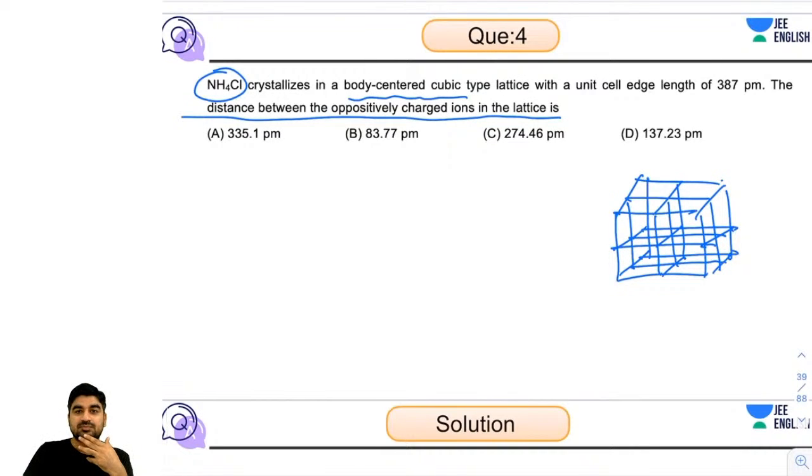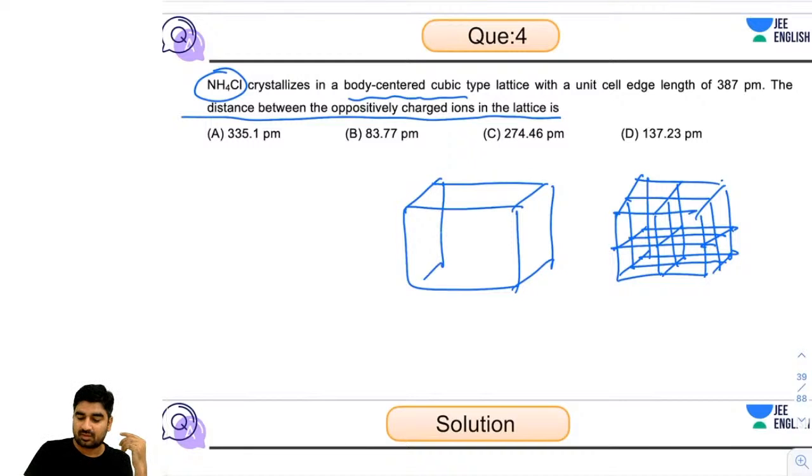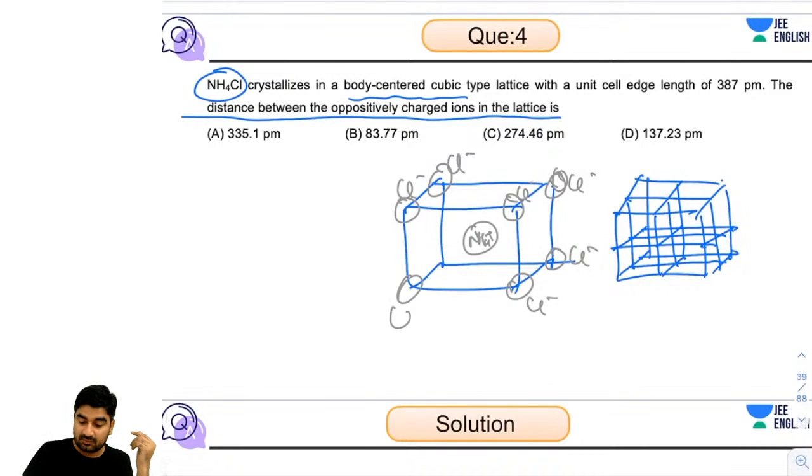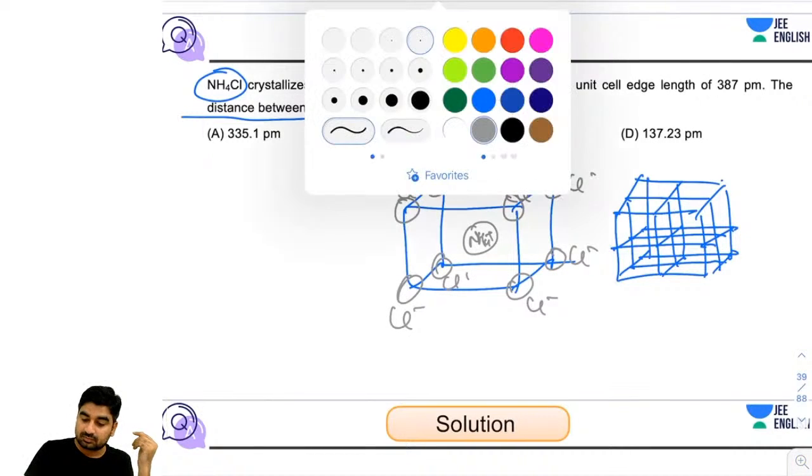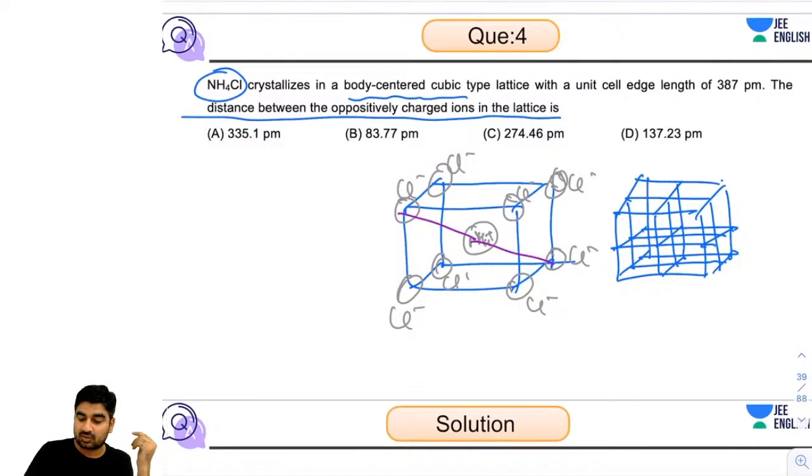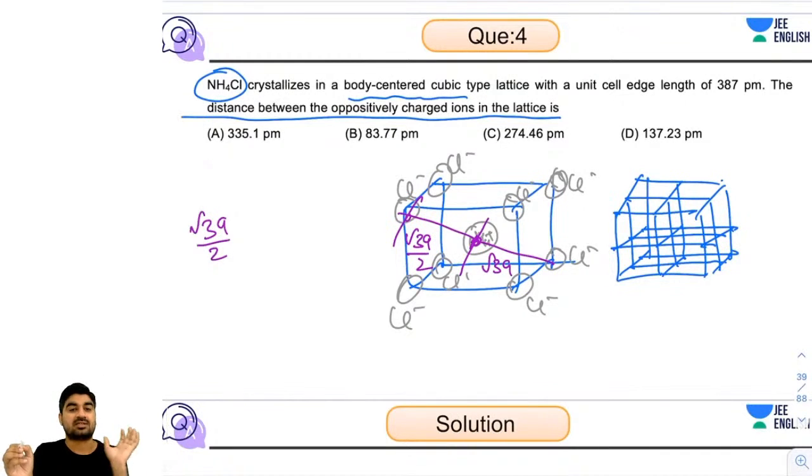right? So this is the cube. Actually, I have divided this cube into 8 parts, but we don't need to divide it into 8 parts. We can simply say this is body center cube. The type of unit cell. So suppose NH4 plus ion is present over here. This is NH4 plus. Then chloride will be here. Then chloride will be here, right? And if chloride is here, guys, so the nearest neighbor distance is this. This whole distance is root 3a, and this will be root 3a by 2. So what is root 3a by 2? This is the distance between oppositely charged ions.